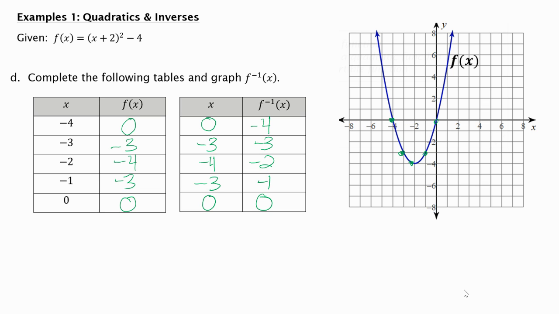Now we're going to go ahead and graph this out. We have here (0, -4), which would be right here. Then (-3, -3), then (-4, 2), (-2), and then those values would repeat themselves.